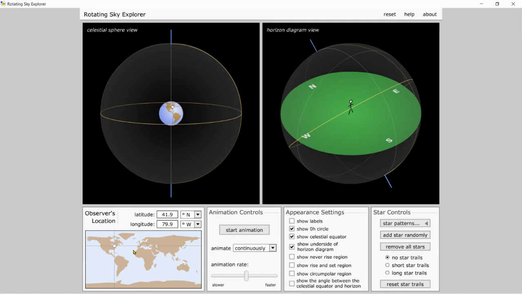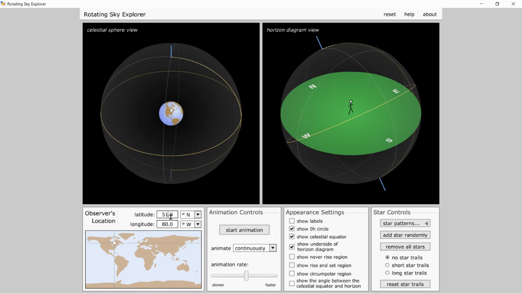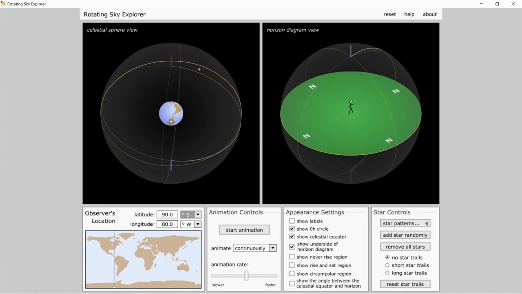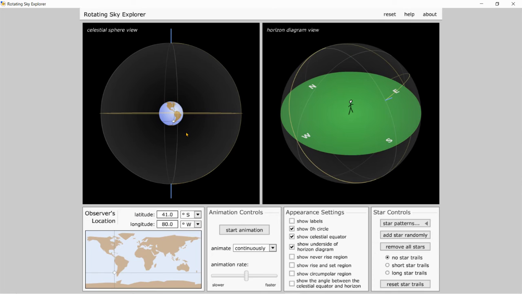Okay, so we can move it around there, or we can type in values right here. How about 90? And we know that's the North Pole. See there, North Pole. We could do a 90 south and go to the South Pole. All right. So we can move the observer around right down here. Put them back at 41. There we go.